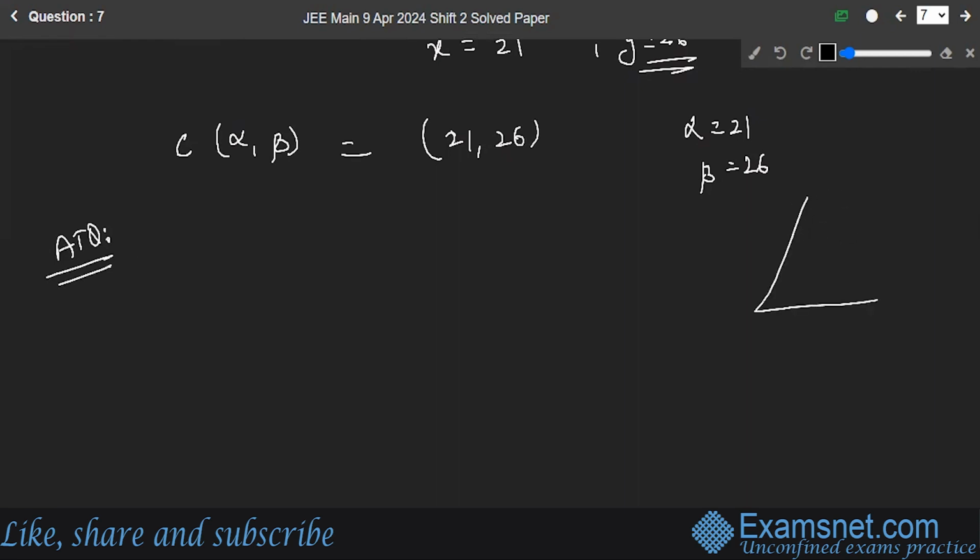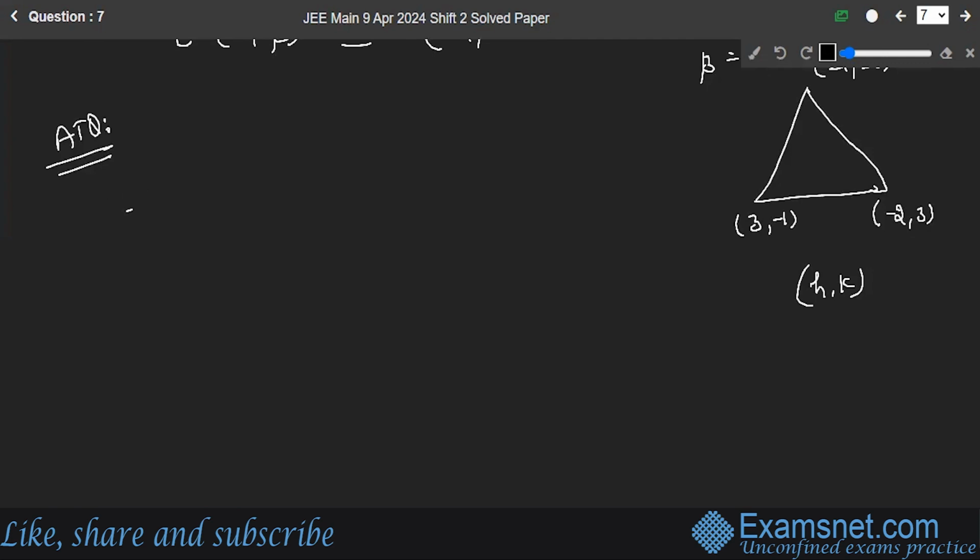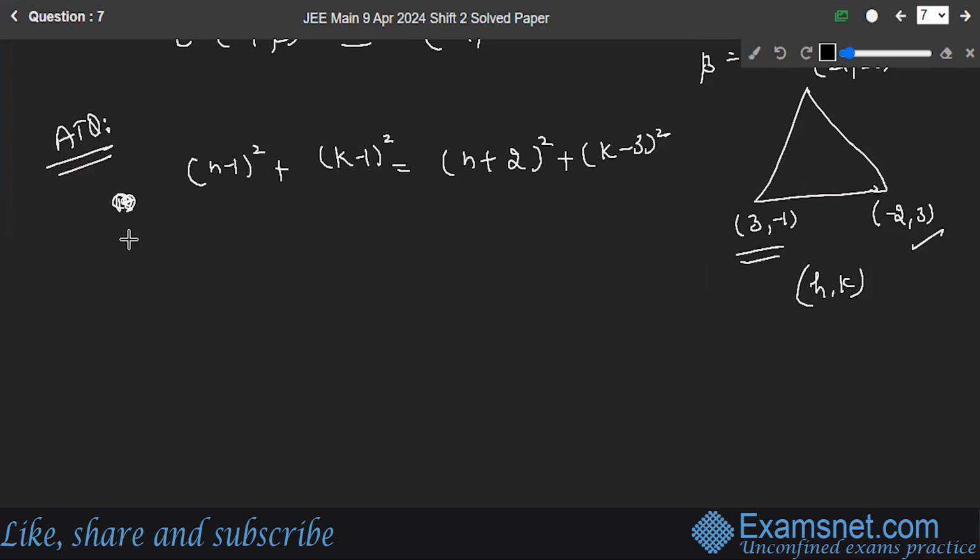According to the question, you had these points. The three points: this was (21, 26), this point was (3, -1), and this point is this. And the center of the circle which is circumscribing is given by (H, K). So that means these distances are equal. If I take the first one, this is what the orthocenter was, P (1, 1). So according to the question, you have (H minus 1) square plus (K minus 1) square equal to (H plus 2) square and this square. Similarly, I'm taking the second point: (H minus 1) square plus (K minus 1) square is equal to (H minus 3) square and (K plus 1) square. Okay, so let's solve it.